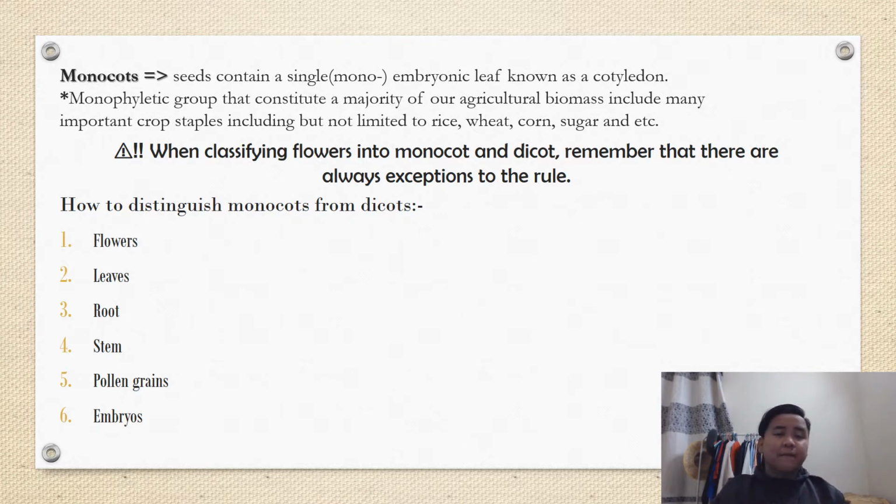A word of caution: when classifying flowers into monocots and dicots, remember that there are always exceptions to the rule. Some monocots may have a feature typically found in dicots or vice versa. There are six ways to distinguish monocot from dicot: flower, leaf, root, stem, pollen grain, and the last one is embryo.